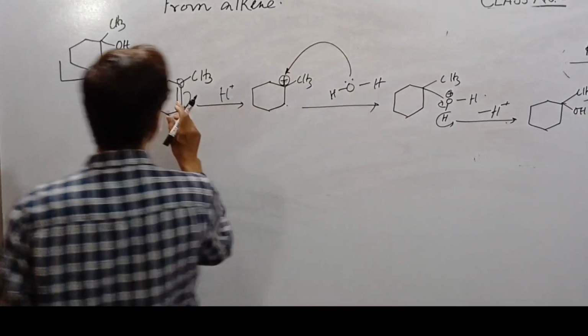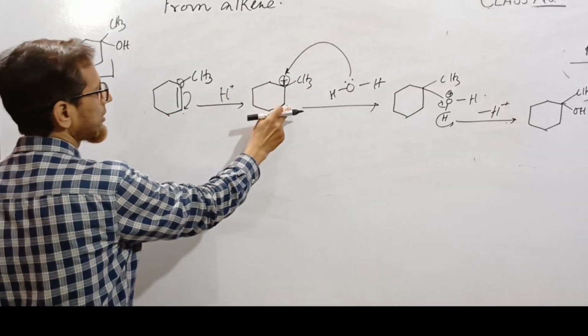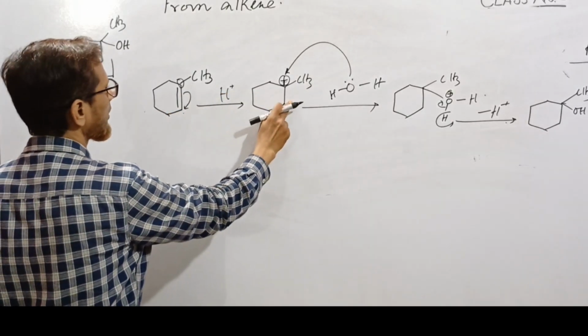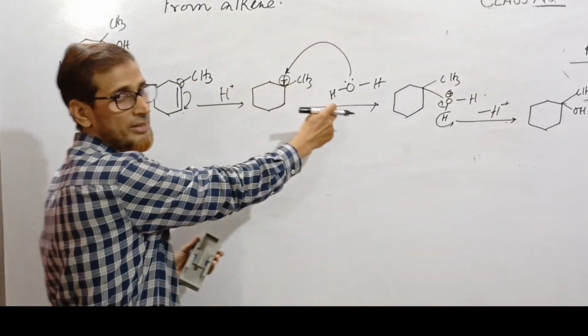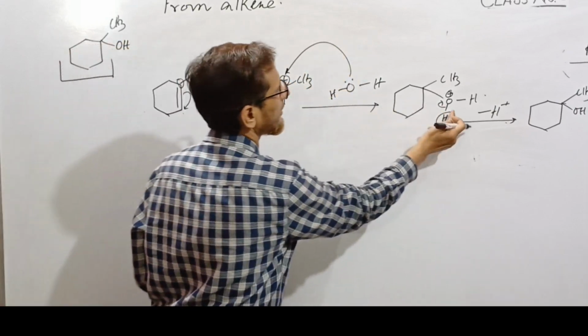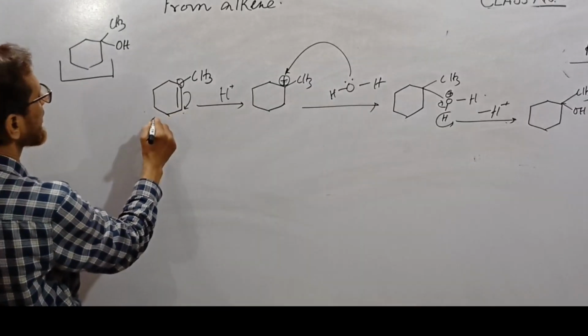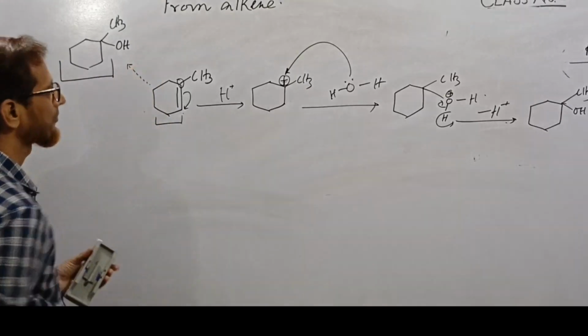Very simple. The bond is withdrawn, a negative sign comes here, and hydrogen is added. Hydrogen enters here. One bond is less, it is a carbocation, and to that carbocation water, the nucleophile, gets added in this way. Deprotonation occurs, and you get this one. So this is how from alkene you have got this one.